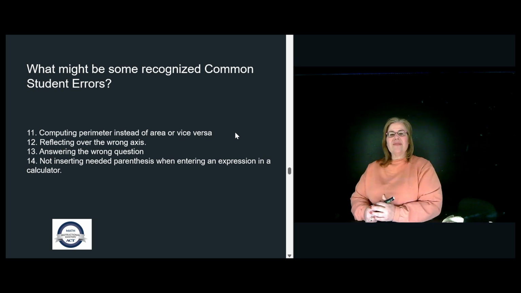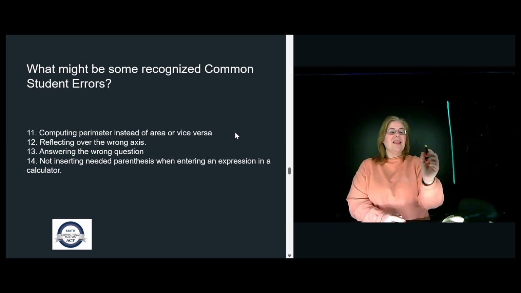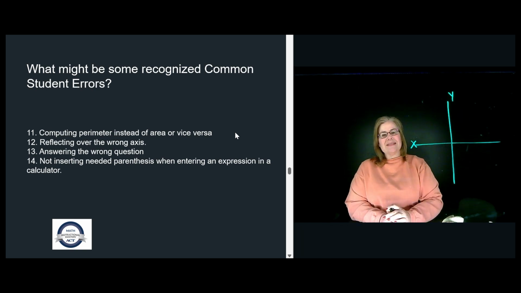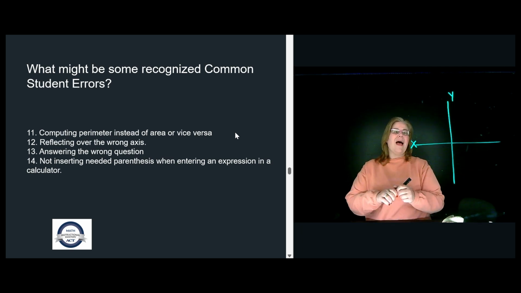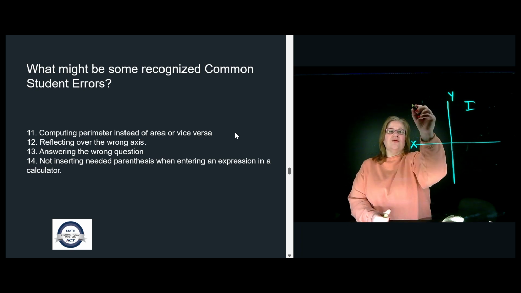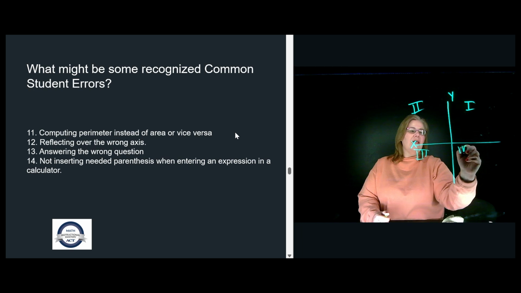Okay, so then it says reflecting over the wrong axis. I have had college students forget that this is my x-axis, which goes left to right. That is my y-axis that goes up and down. You've got to remember, when you're reflecting, what type of signs am I going to have in that first quadrant? What signs am I going to have in the second, the third, and the fourth?